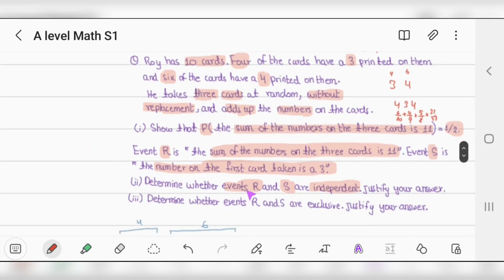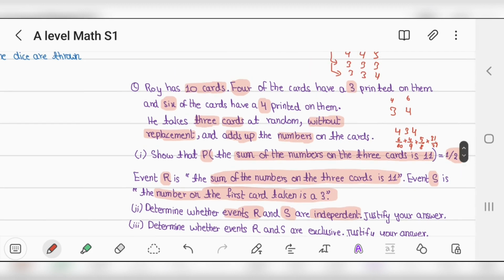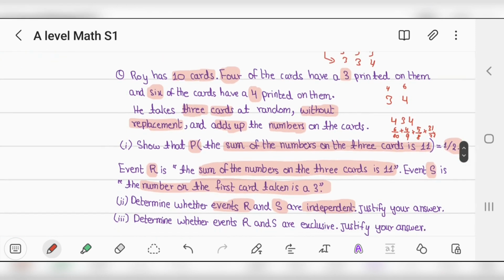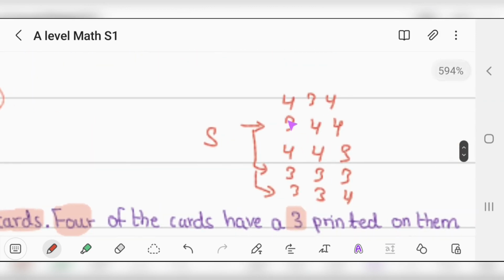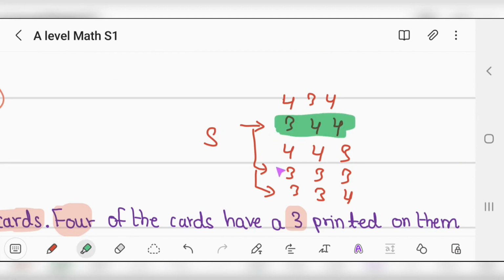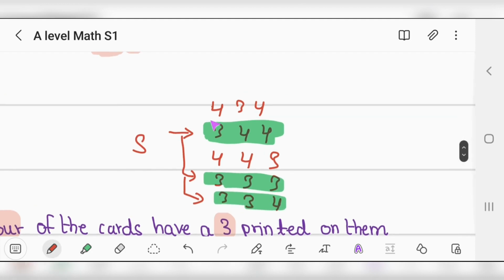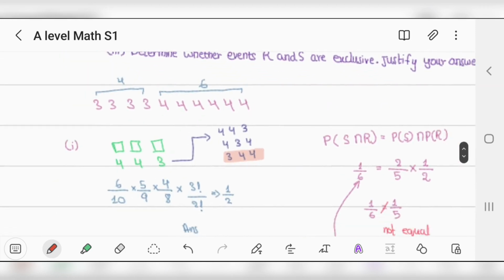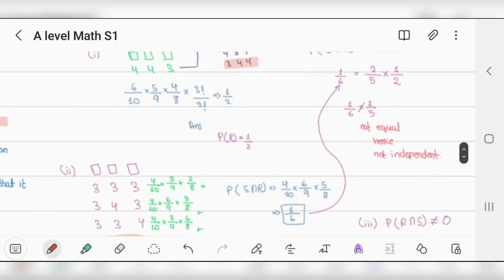Determine whether events R and S are independent. Justify your answer. We already know the probability of event R is 1 upon 2. For event S, we're just going to add up the probabilities. This is 4 upon 10 multiplied by 6 upon 9 multiplied by 5 upon 8, plus 4 upon 10 multiplied by 3 upon 9 multiplied by 2 upon 8, plus 4 upon 10 multiplied by 3 upon 9 multiplied by 6 upon 8. We add them up and get the probability for event S, and then we use a formula.